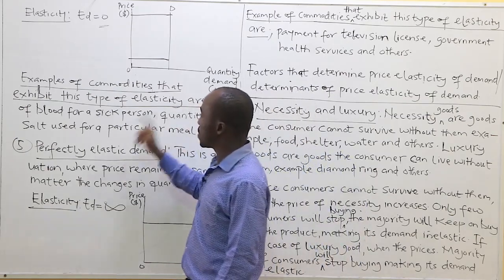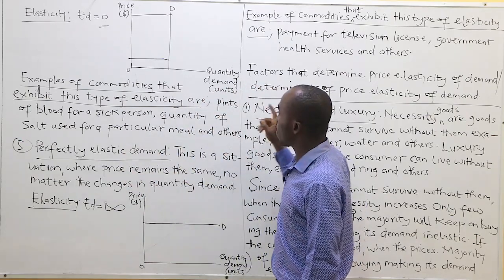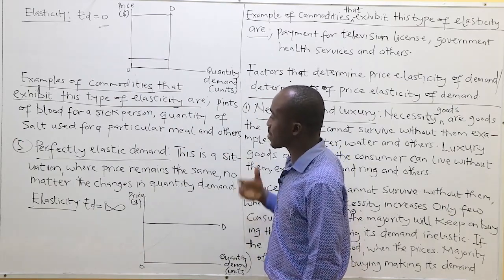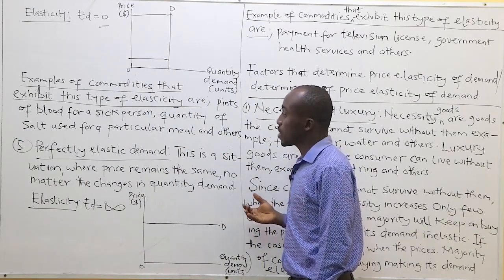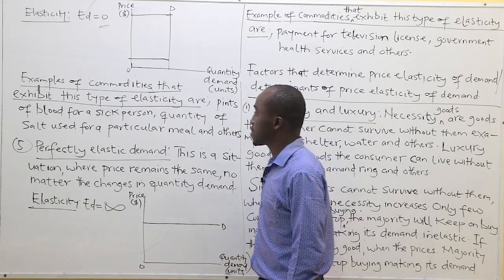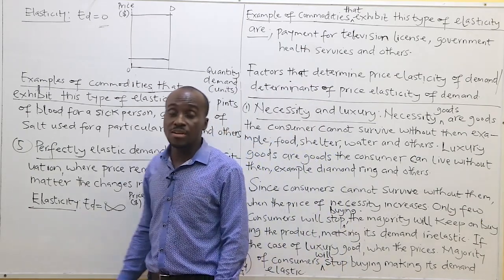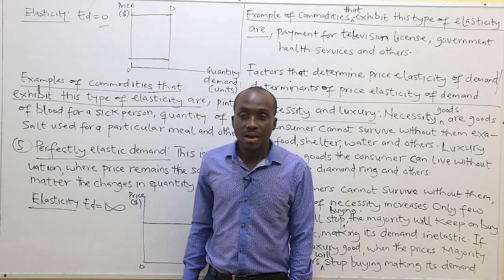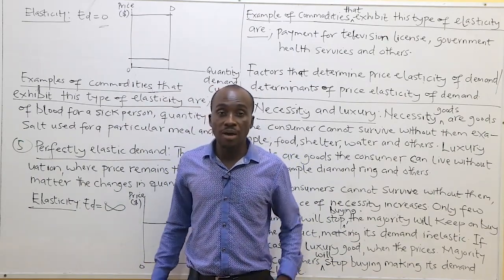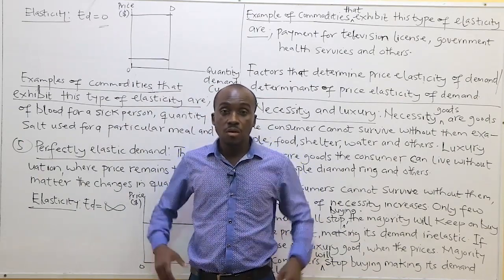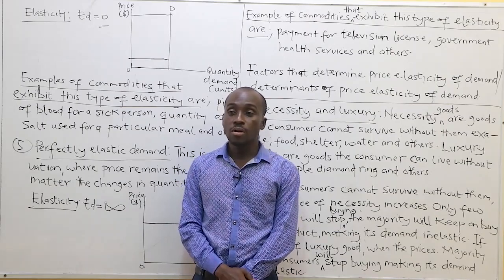Examples of commodities that exhibit this type of elasticity are, one, pints of blood for a sick person, the quantity of salt used for a particular food, and others. We're able to identify some few products. It's an extreme form of inelastic because most products don't behave that way. We go to some few ones.